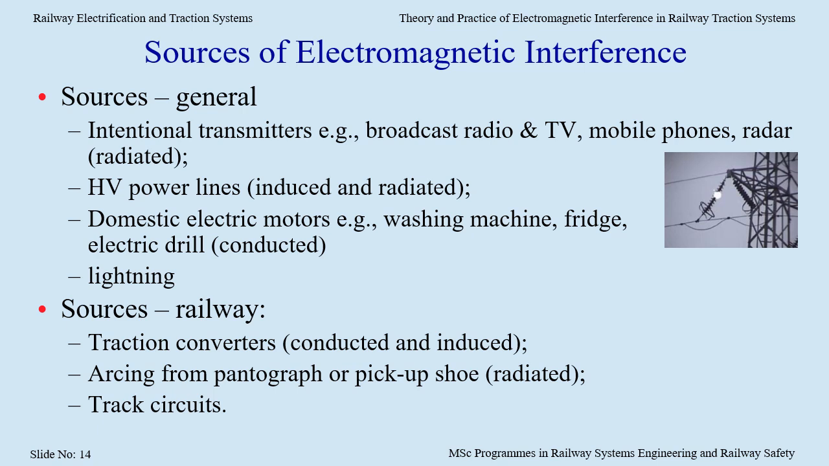On the railway, the main sources are the traction converters, both conducted and induced, arcing from the pantograph or the pickup shoe, which is radiated coupling, and track circuits. Note the track circuits are listed as a source. We're used to thinking of them as victims, but audio frequency track circuits can cause interference in nearby non-railway equipment.